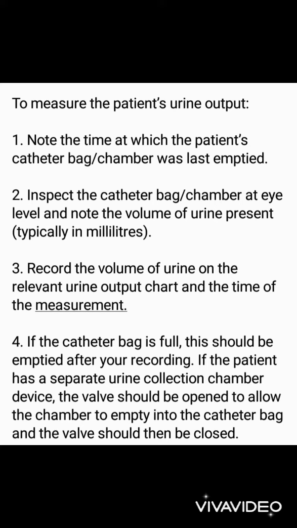Now let's talk about how to measure the patient's urine output. First of all, we need to note the time at which the patient's catheter bag or chamber was last emptied. Then we need to inspect the catheter bag or chamber at eye level and note the volume of urine present, which is typically in milliliters. Then we need to record the volume of urine on the relevant urine output chart and the time of the measurement. Lastly, if the catheter bag is full, this should be emptied after your recording.